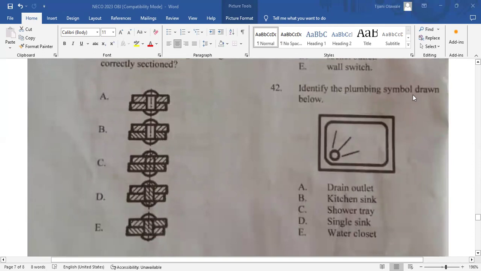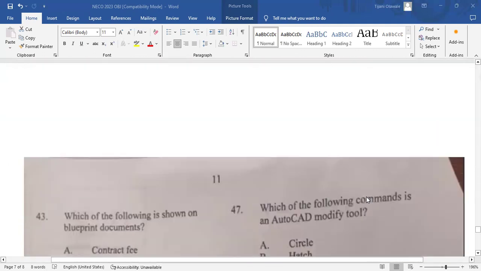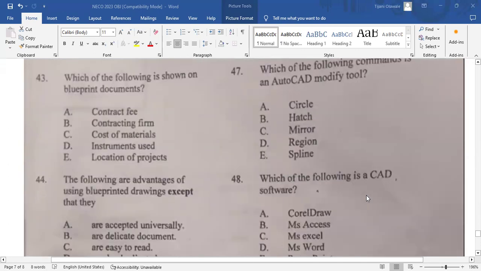Then question 42. Identify the plumbing symbol drawn below. So the answer is kitchen sink. Then question 43. Which of the following is shown on blueprint document? So the answer here is contracting firm. Contracting firm, that is option B.